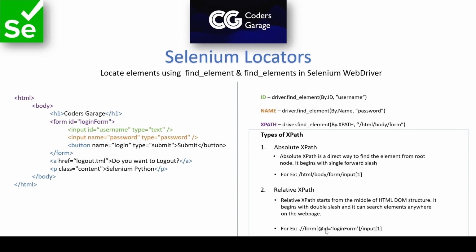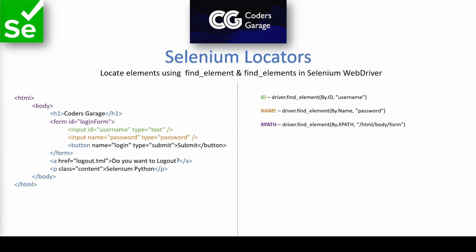For example, this XPath starts with double forward slash form, and we have used the ID attribute using the syntax @id. For that we need to provide the ID value present in the HTML DOM, followed by a slash, then input with index. This XPath will identify the form directly, instead of traversing from HTML to the body tag. Even if we have multiple forms in the HTML, this XPath will always find the same element based on the given form ID.